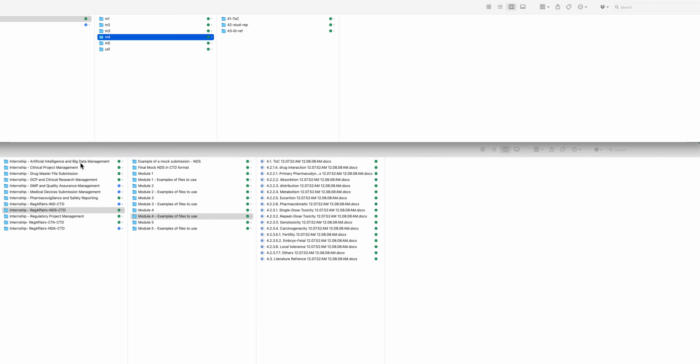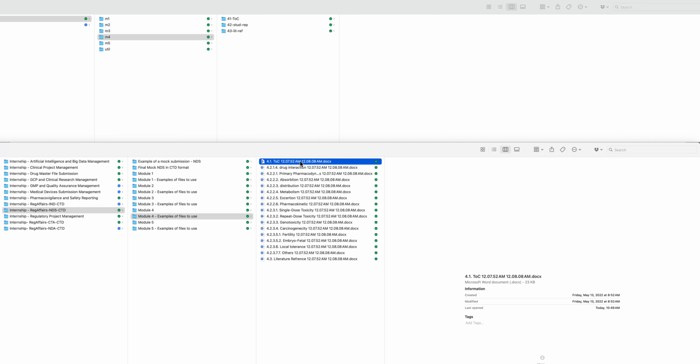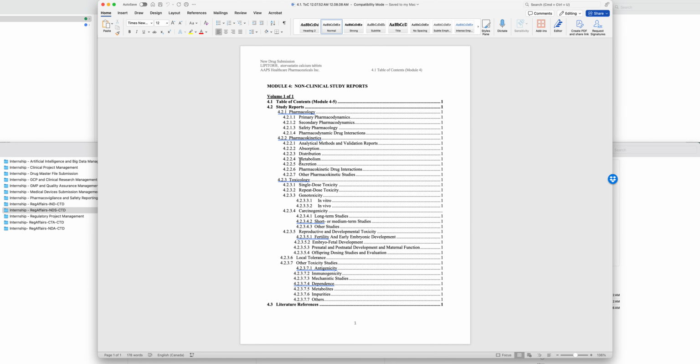Of course here you can see different internships that are offered by Crown College of Canada. And here, of course, I chose regulatory affairs for the new drug submission in CTD format. And we are looking into the examples of files to use if you would like to create the same documents for another drug. So here, first I'm going to go over the table of content for module 4.